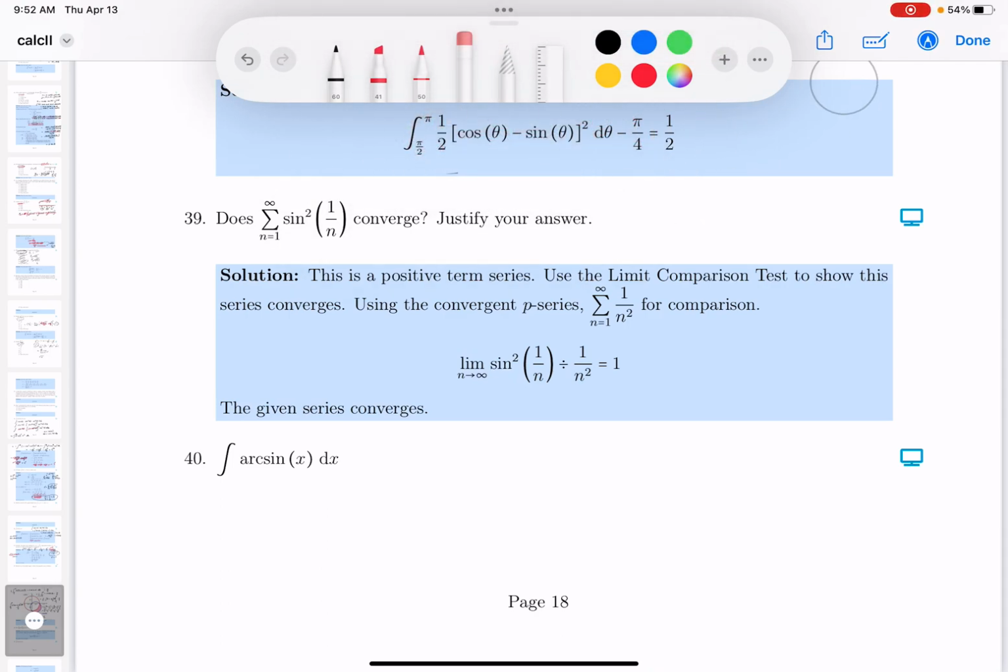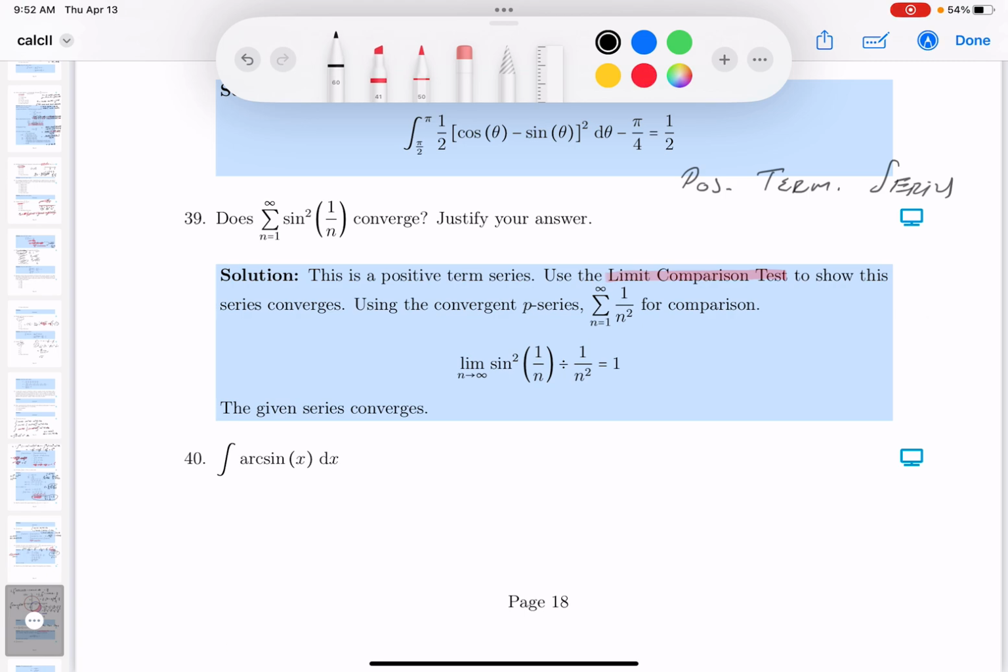All right, so we're on problem number 39 now, and they want me to determine if this thing converges or not. So it's either yes it does or no it doesn't. What I notice about it is a positive term series. Now if I did the test for divergence, it's not very helpful, so I'm not going to do that. So I'm going to use what's called the limit comparison test. That's written right here for you.